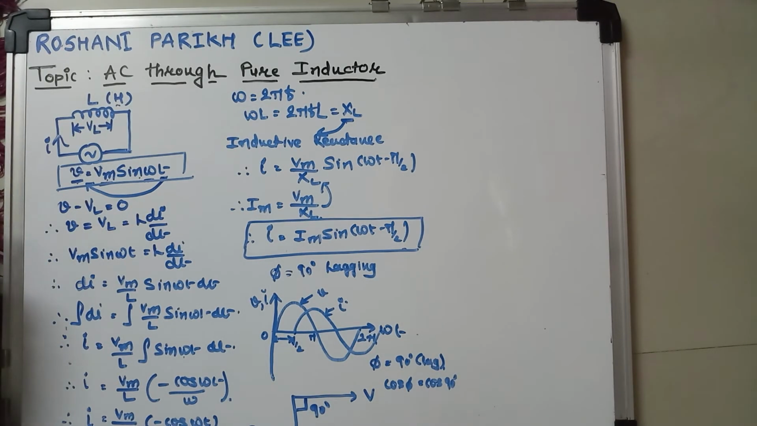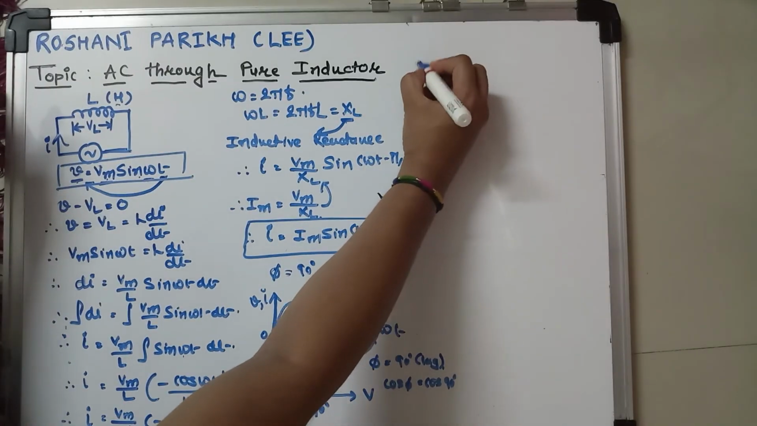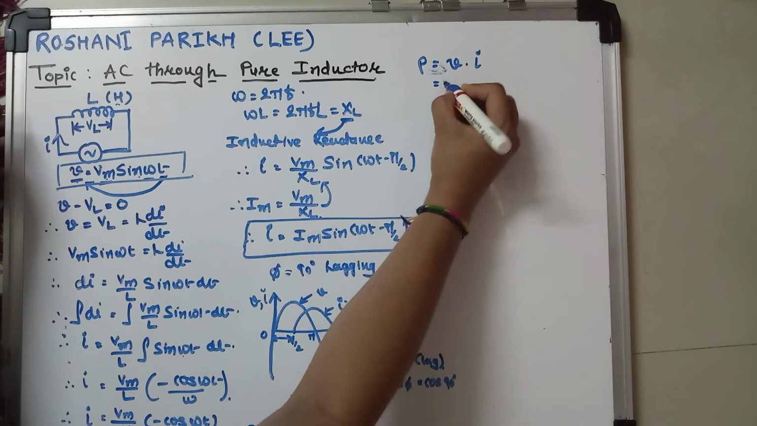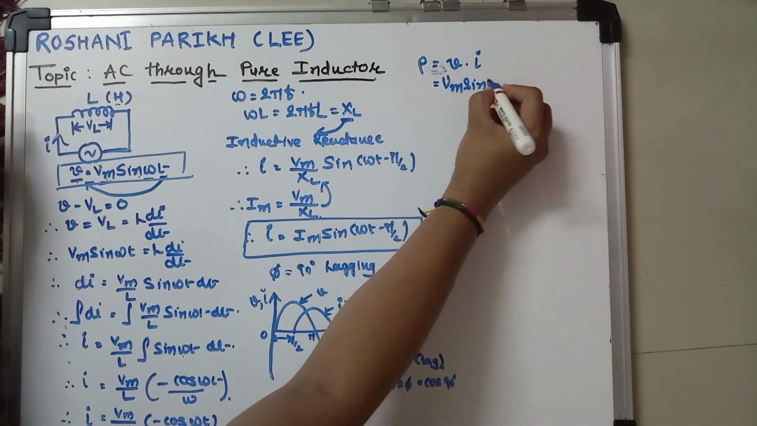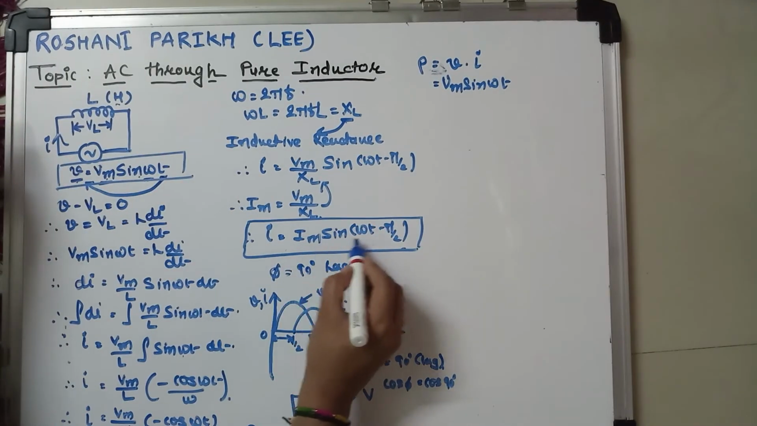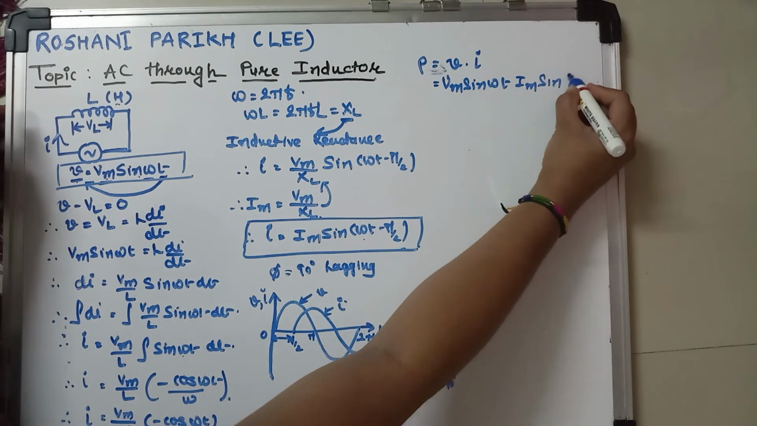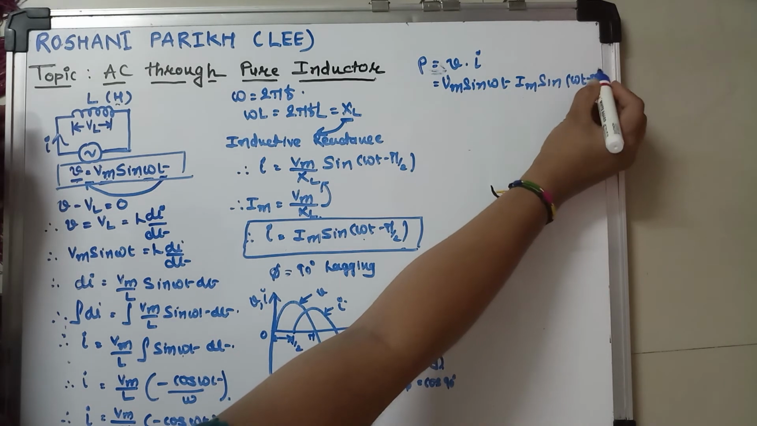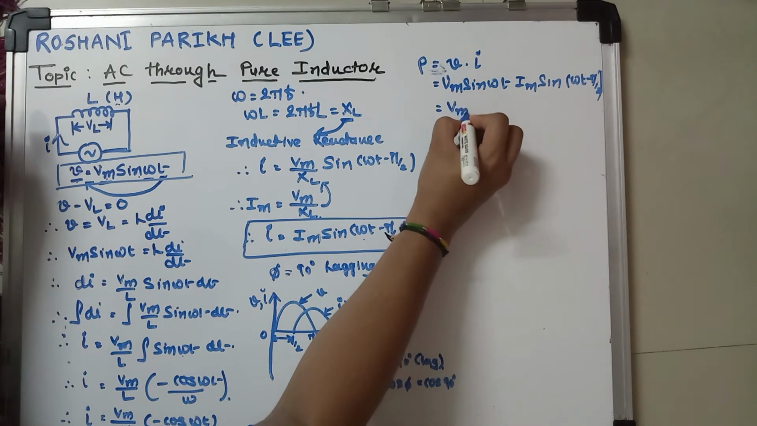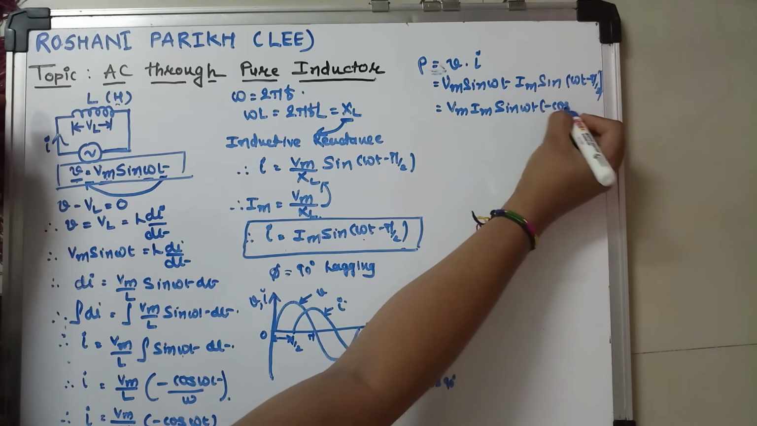Now let's derive the equation for the power. As we know, power is equal to the product of voltage and current. Now V is equal to Vm sin omega t. And what is I? For the purely inductive circuit, I is Im sin(omega t minus pi by 2). Again, what is sin(omega t minus pi by 2)? That is minus cos omega t. So P = Vm Im sin omega t, and here minus cos omega t.